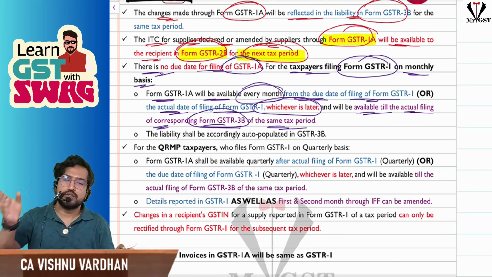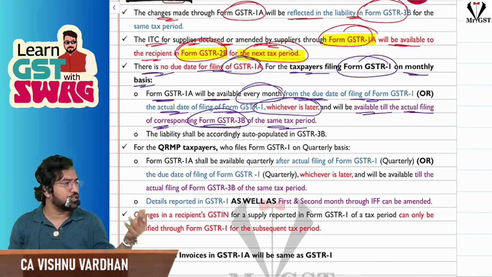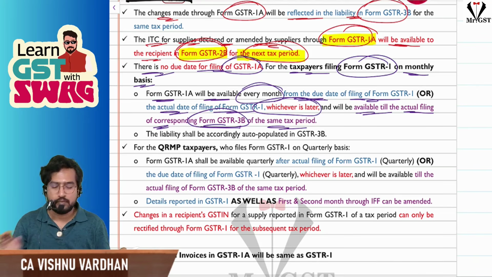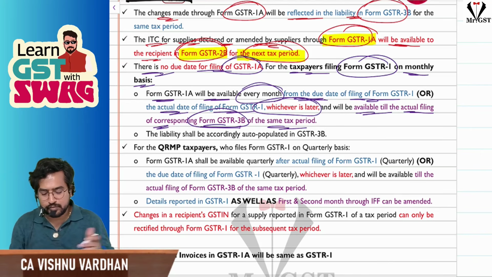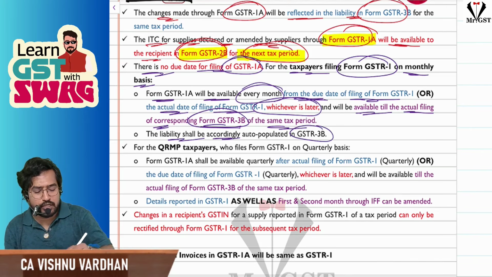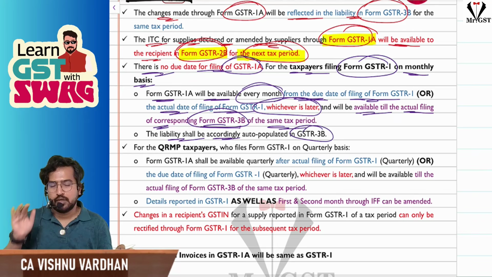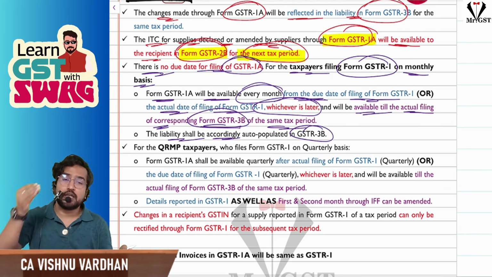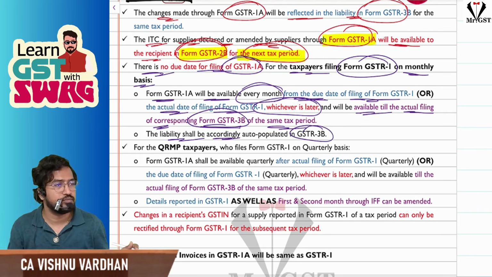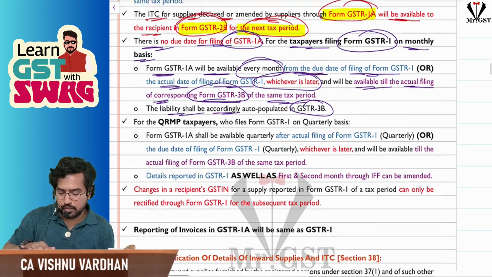As I told, July month 3B filed, you cannot file July month GSTR 1A. Once 3B is filed over, the liability shall be accordingly auto-populated in 3B. Whole agenda of 1A is what? To pay correct taxes in 3B. At least you can save some interest. Correct, Amma? So that way you can use it.